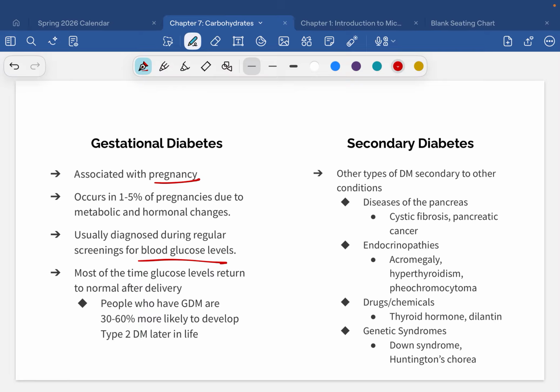So most of the time, glucose levels return to normal after delivery. So the biggest cure and treatment for gestational diabetes is having a baby. A lot of times, once the placenta and the hormones go back to normal after the baby is born, the glucose levels return to normal. However, people who have gestational diabetes are 30 to 60% more likely to develop type 2 diabetes later in life. So not associated with pregnancy.